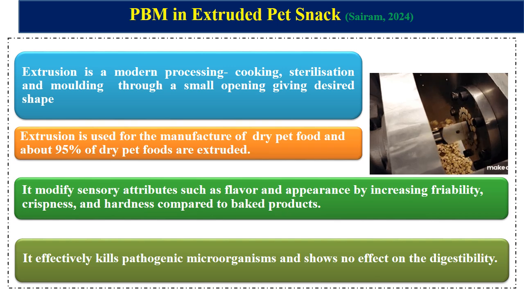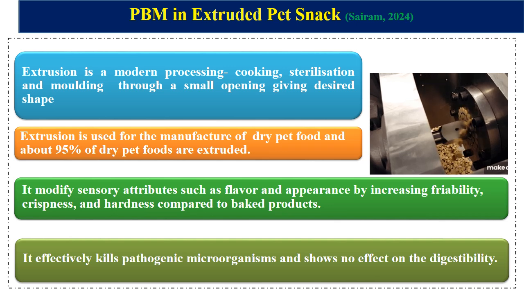So in this work we have used the mixed poultry byproducts meal for making pet snack through the extrusion process. As we all know, extrusion is a modern processing where there is cooking and sterilization followed by molding through a small opening and giving a desired shape. Depending on the mold, we can get different shapes. We can see on the right side a small video about its processing.